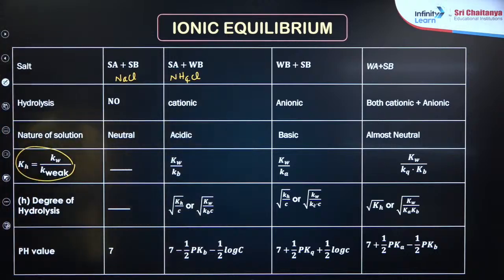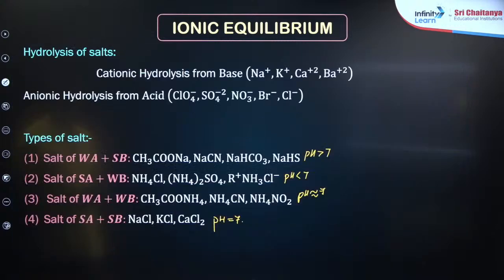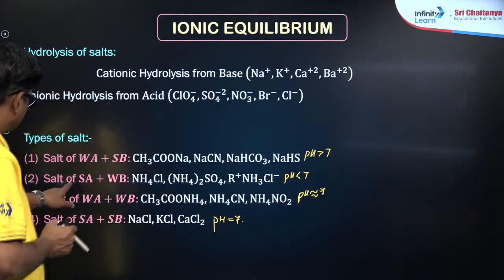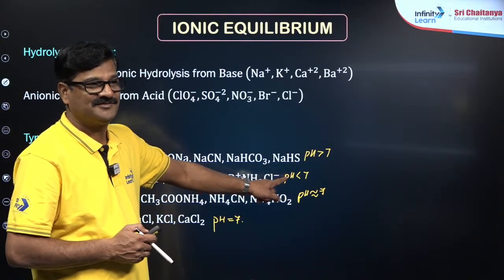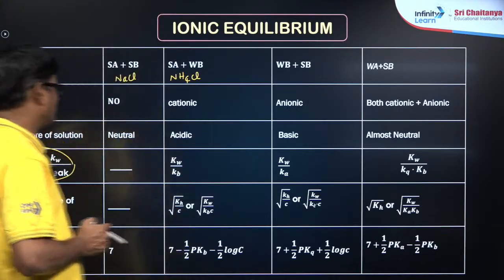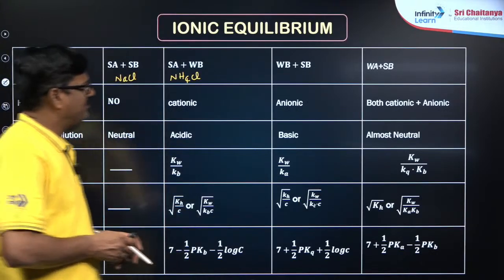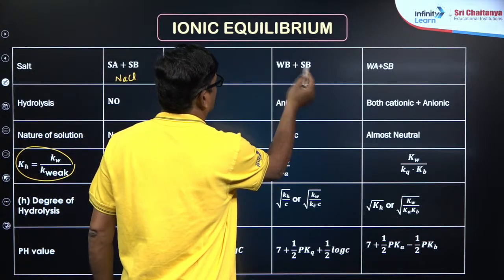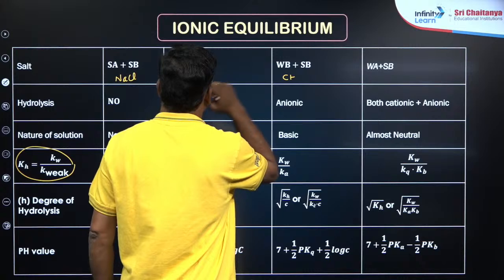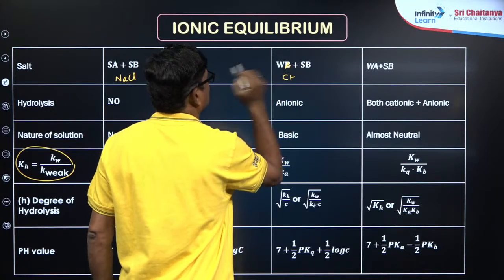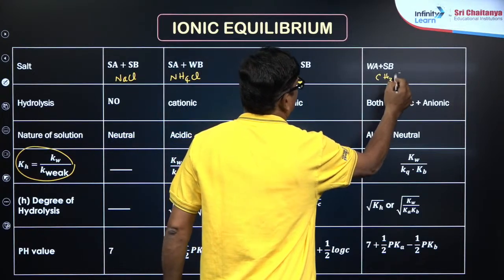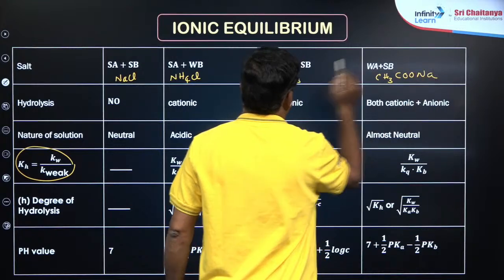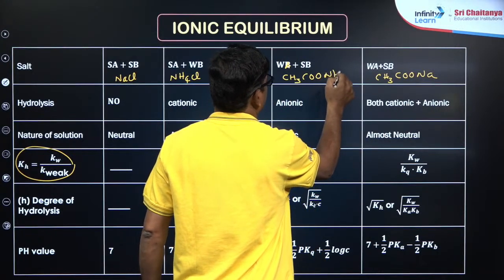The pH is less than 7 for a strong acid salt. Chitra, I am correct. Okay. Now, weak acid and strong base, here the examples are CH3COONa and CH3COONH4.